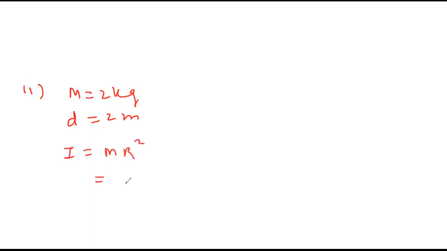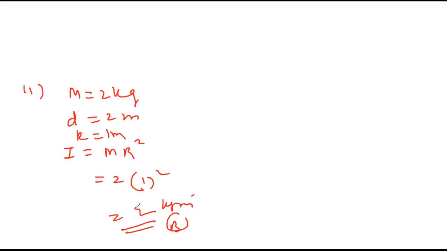What is the moment of inertia of a thin ring whose mass is 2 kg, diameter is 2 meter, rotating about an axis passing through the center perpendicular to the ring? So I for a ring, the axis is standard. So MR square, which is 2 into R, half of diameter, 1 square, equals 2. So the answer is 2 kg meter square.